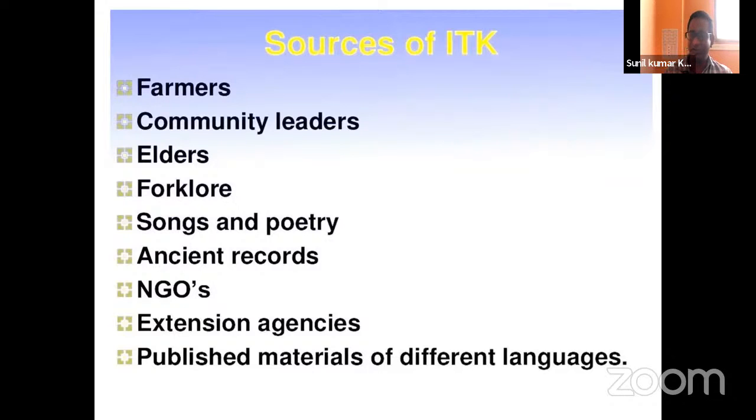There are ancient records which have been recorded in our Vedas also. There are a number of NGOs working, like Pradhan, and the Ari Gupta Foundation, which works on a family model. They have been instrumental in developing and capturing these ITKs. Agencies are there who are working closely with the farmers, and many ITKs have been published in many languages by the different agencies and the farmers themselves.